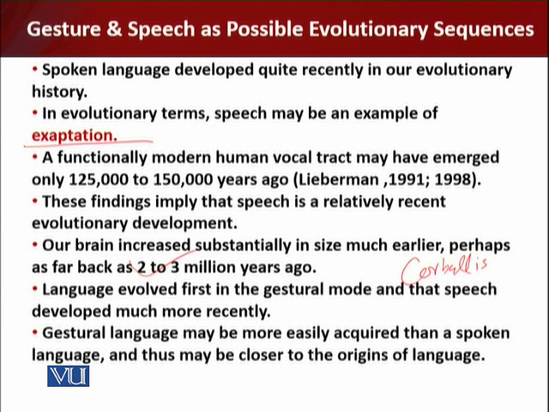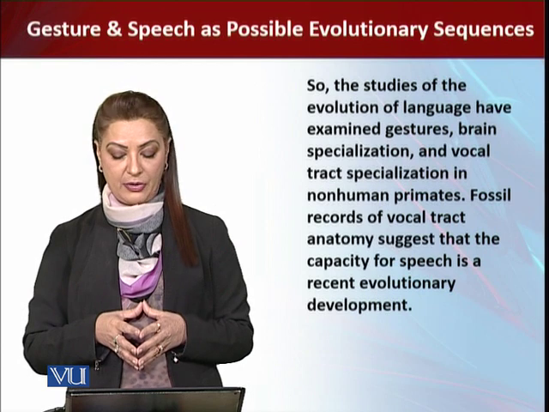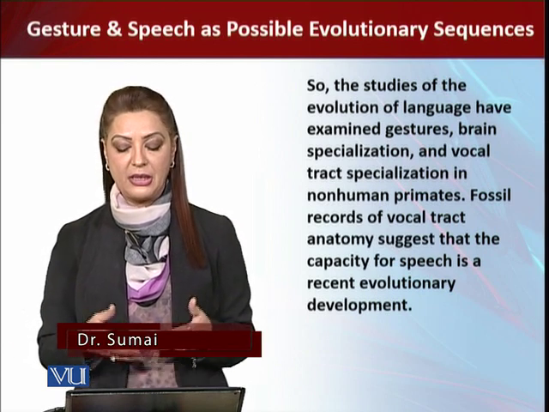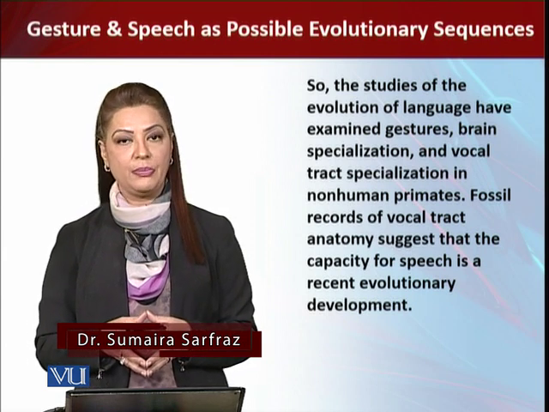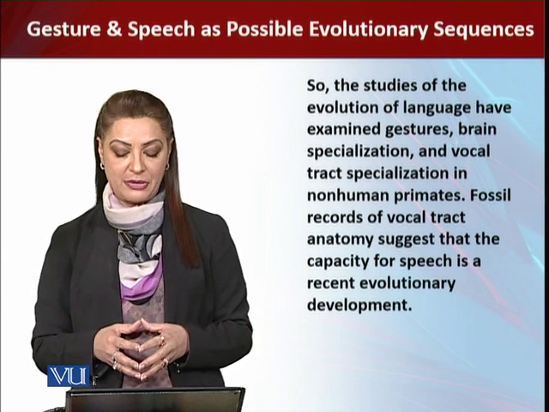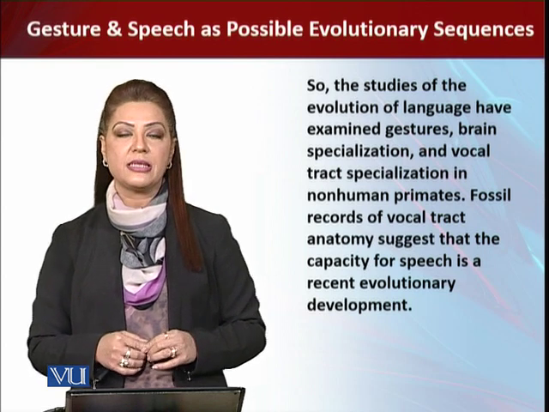It is not hard to see that speech has features to recommend it. Speech is more arbitrary than sign, enabling users to convey a large number of messages. We can speak in the dark and around corners. Speech also frees the hands to do other things. So with regard to gestures and speech, we have contrastive studies, and both areas basically converge on the fact that speech is a very recent evolutionary event. The studies of the evolution of language have examined gestures, brain specialization, and vocal tract specializations in non-human primates. Fossil records of vocal tract anatomy suggest that the capacity for speech is a recent evolutionary development.